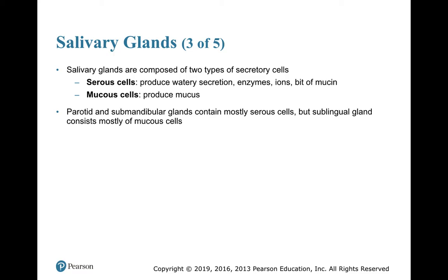Salivary glands are composed of serous cells and mucus cells. The serous cells produce a watery secretion with enzymes in it, ions, and a little bit of mucin. And mucus cells produce mucus, producing the mixture we call saliva. The parotid and the submandibular glands are mostly serous cells. The sublingual gland is mostly mucus cells.